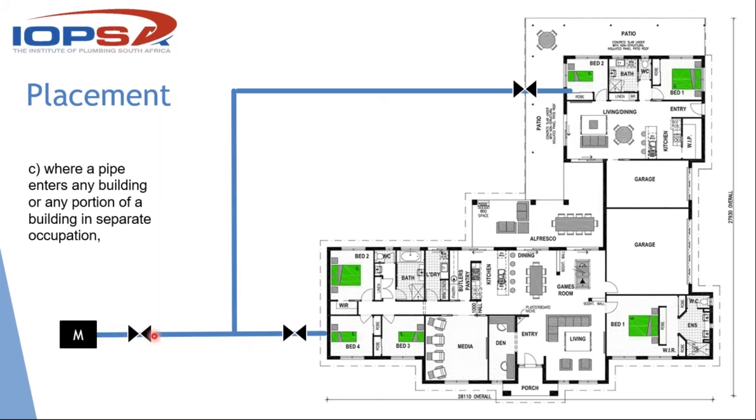So that's an important thing to realize, because again, often it is deemed unnecessary to have this, or this is nicely forgotten about because I've got a shut-off valve after the meter, so I'm cool. No, it says where it enters any building. So there needs to be a shut-off valve there. And if it's a separate occupation, you need an additional one there.